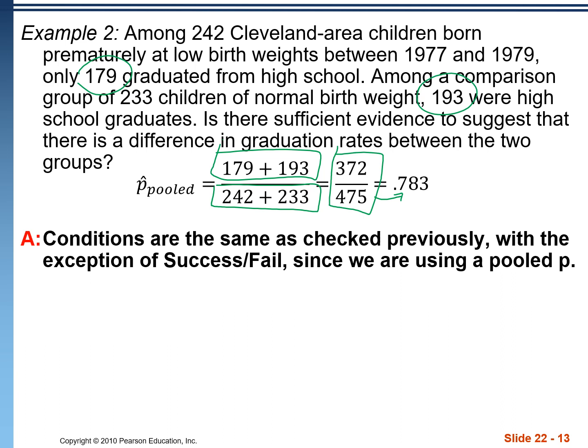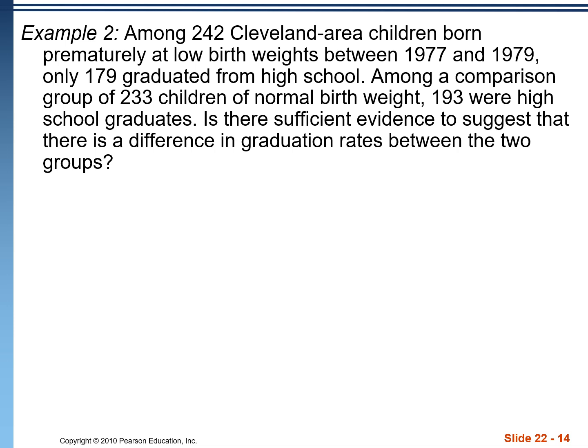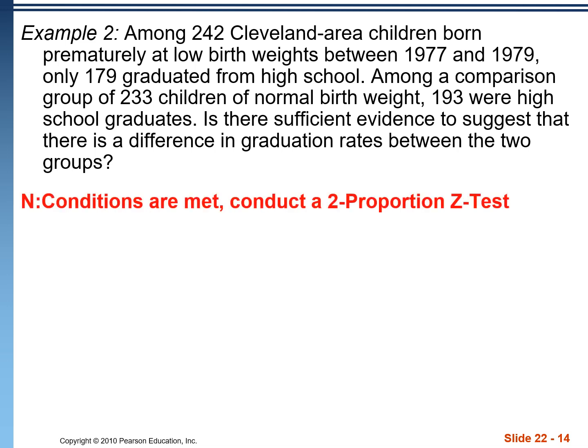Assumptions, these are the same as what we checked in the confidence interval, with the exception of success/fail, because we would use this number just to make sure we have enough. We do, there are at least 10 successes and failures checked for both groups. And name the method. Last time it was a 1 proportion z-test. This time it's a 2 proportion z-test.